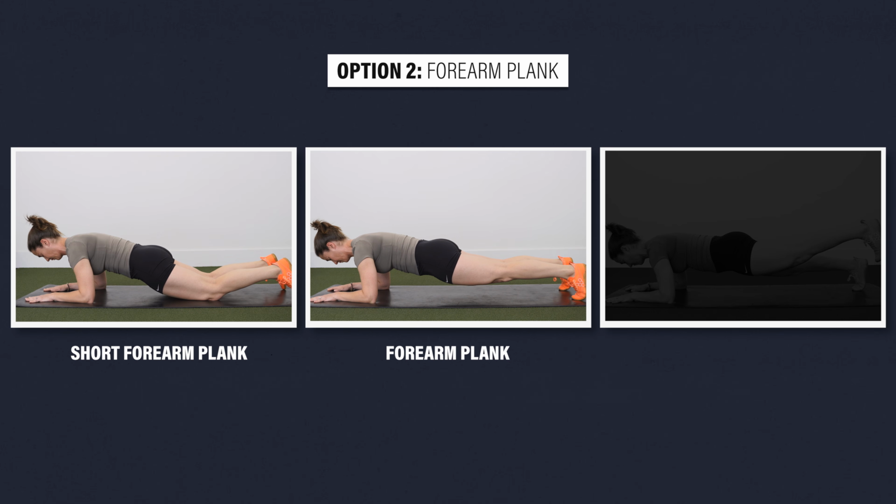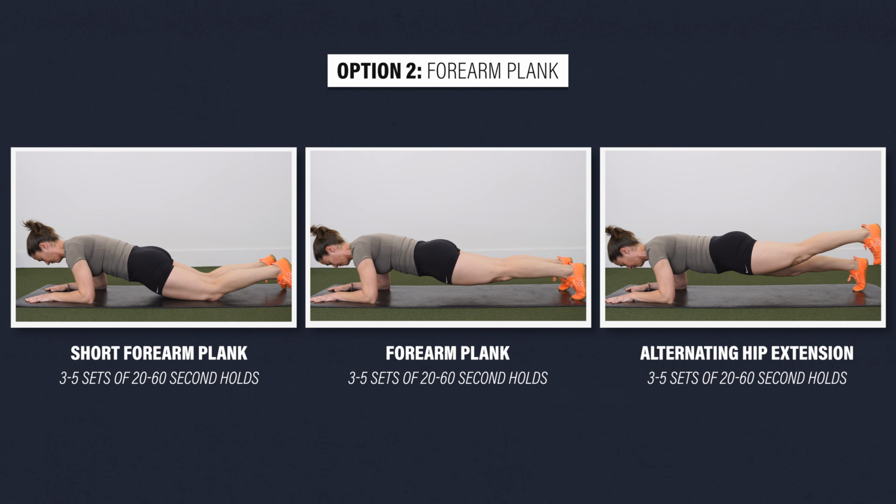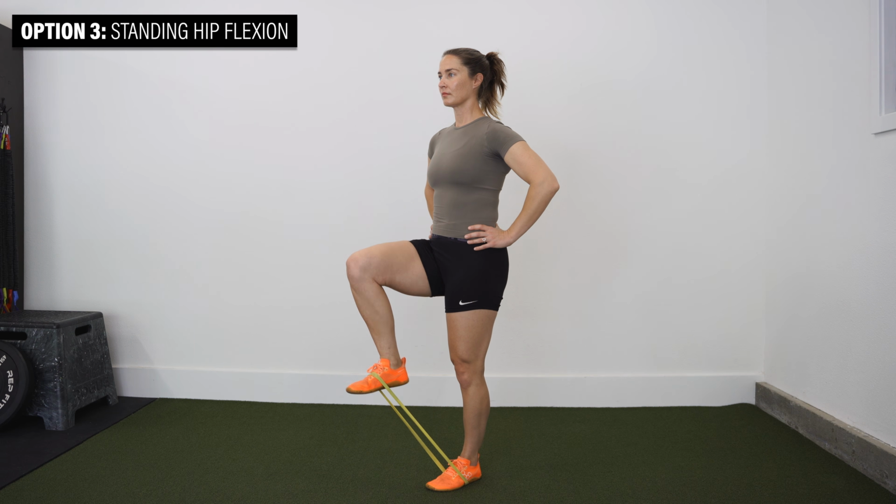If this is too difficult, drop down to your knees. If it's too easy, you can try performing alternating hip extension in a slow and controlled manner to increase the challenge on the down leg. Work up to 3 to 5 sets of 20 to 60 seconds. Option 3, standing hip flexion.